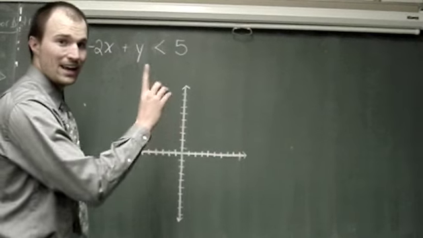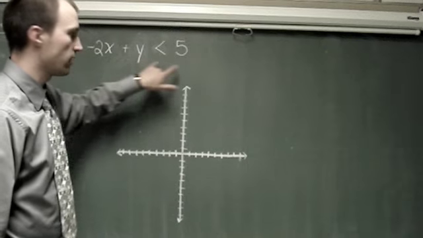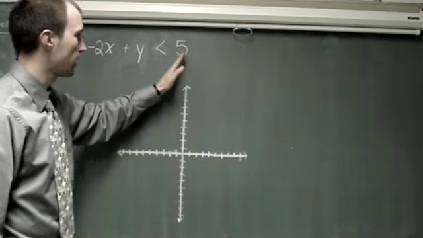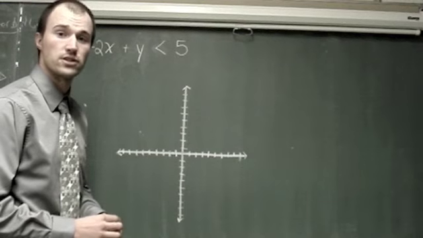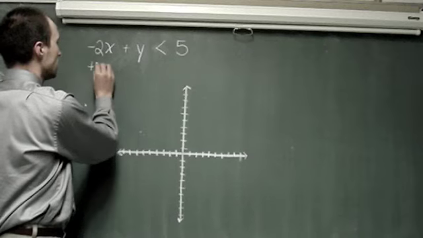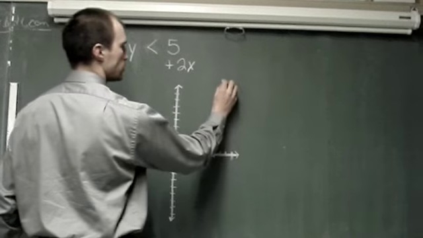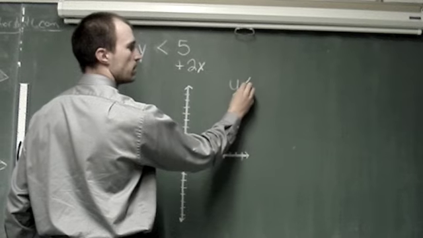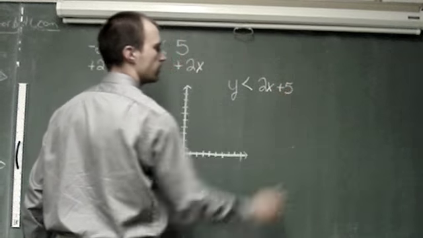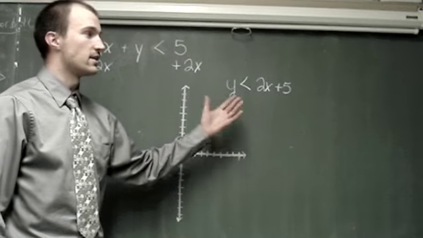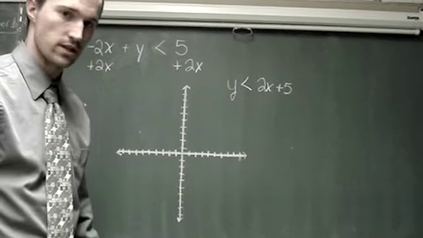Again, here's our rectangular plane. First thing I'm going to do is algebraically change the standard form that I have here, ax plus by is less than c, into y equals mx plus b, something like a slope-intercept format. So I'm going to add 2 times x to both sides of my equation, which results in a positive y being less than 2 times x plus 5. Once I have it in this form, I can treat this as the equation y equals 2x plus 5.